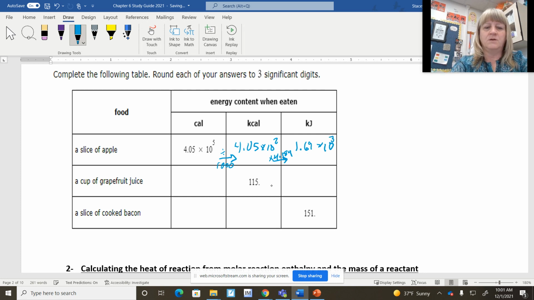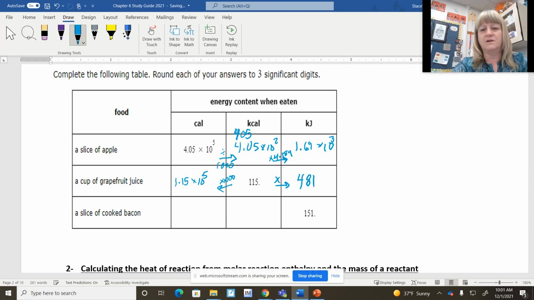Okay, then here, going backwards, we're going to times by 1,000. So it's going to need to be in scientific notation. So 1.15 times 10 to the fifth. And then this one right here, we could have written as 405 because it's under 1,000. However you want to do it. Again, timesing 115 times 4.184 to three significant figures is 481.